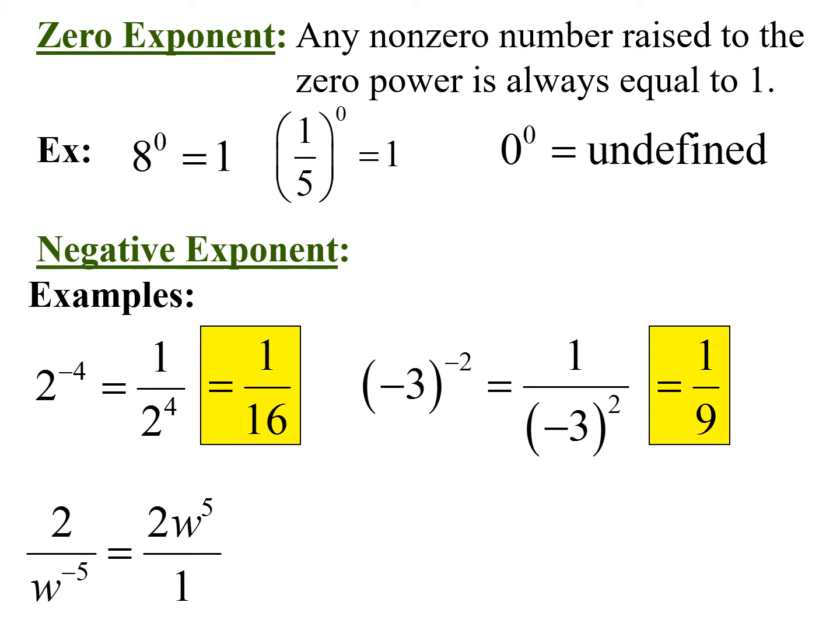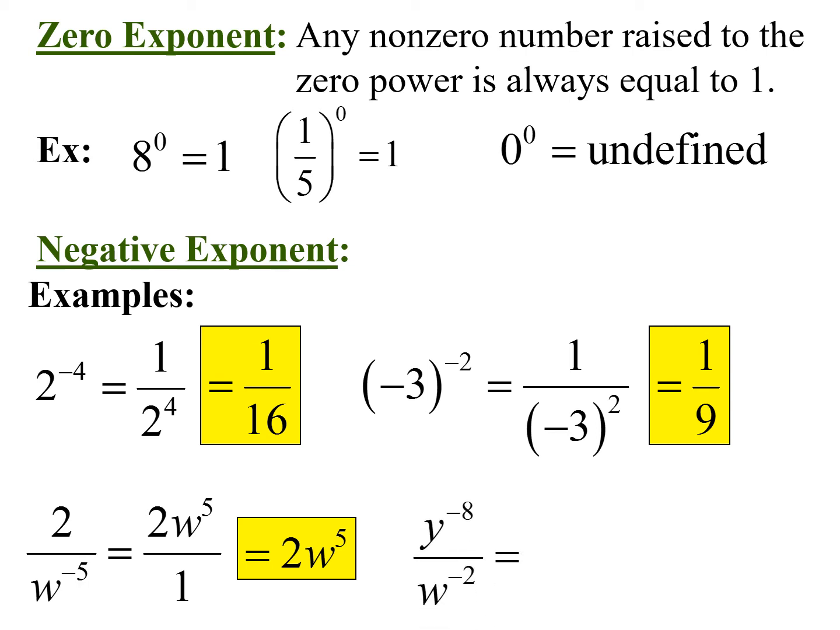Our next example, we have 2 over w to the negative 5th power. Right now, w to the negative 5th power is in the denominator. To make the exponent positive, we want to move it to the opposite level, the numerator. So it becomes 2 times w to the 5th power over 1. Anything over 1 we can write as itself, 2 times w to the 5th power.